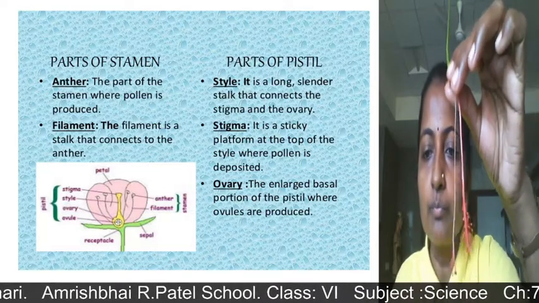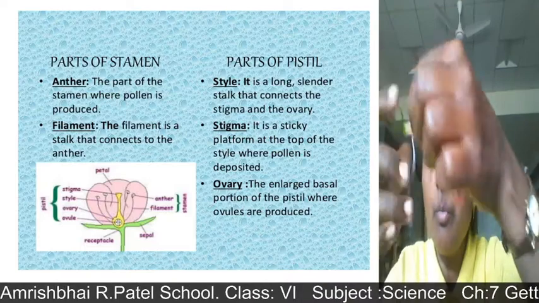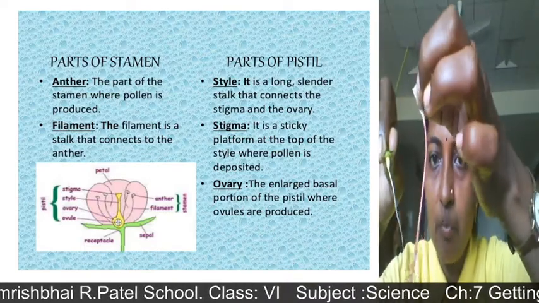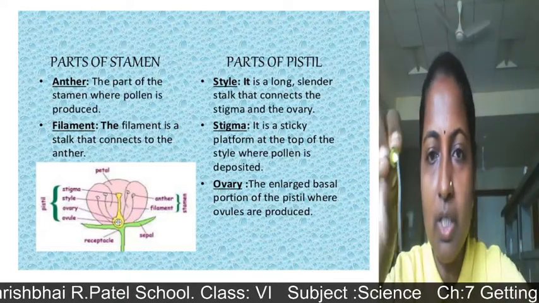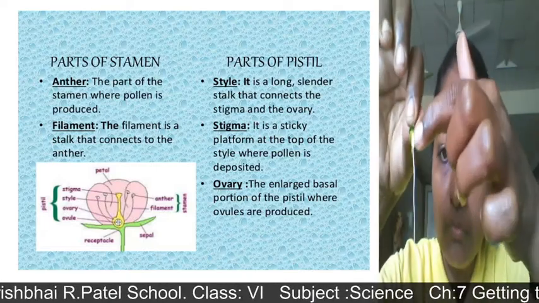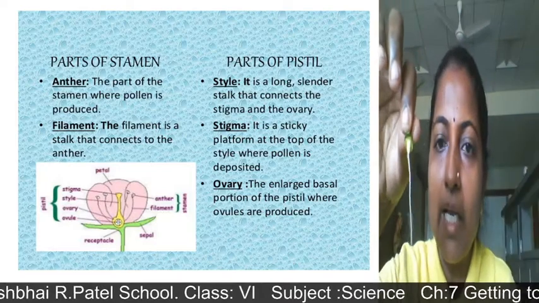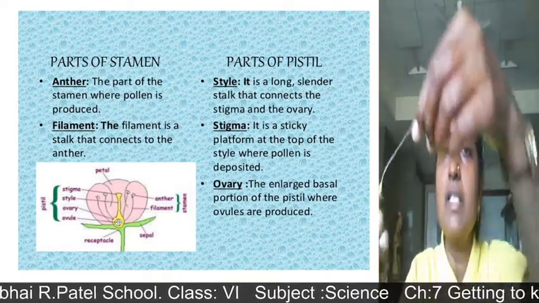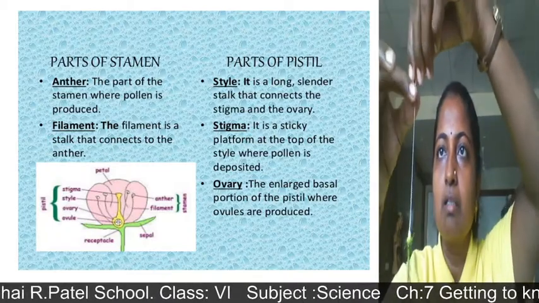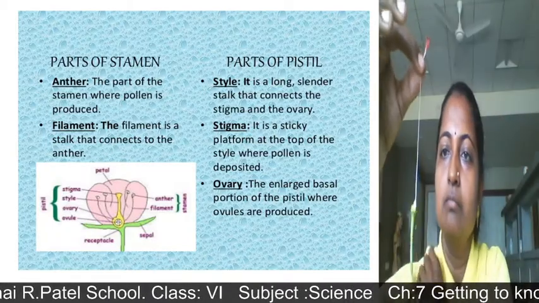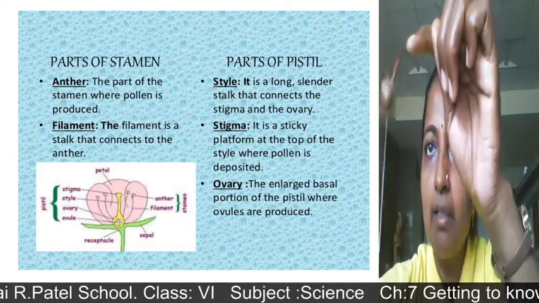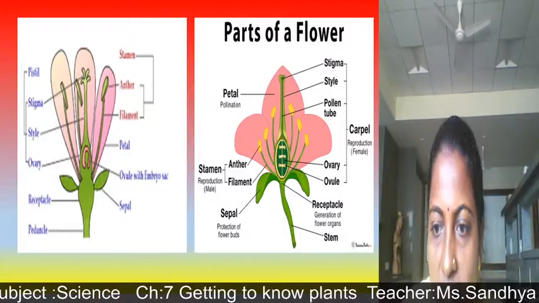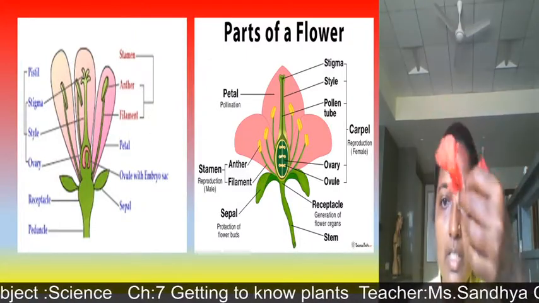I will show you. I will remove this and I can show you the ovary also. After removing this, children, you can see very clearly the ovary, and inside that ovary ovules are there. So this is a pistil, that is ovary, style, and this part is called stigma. One by one we will see, children. These are petals.